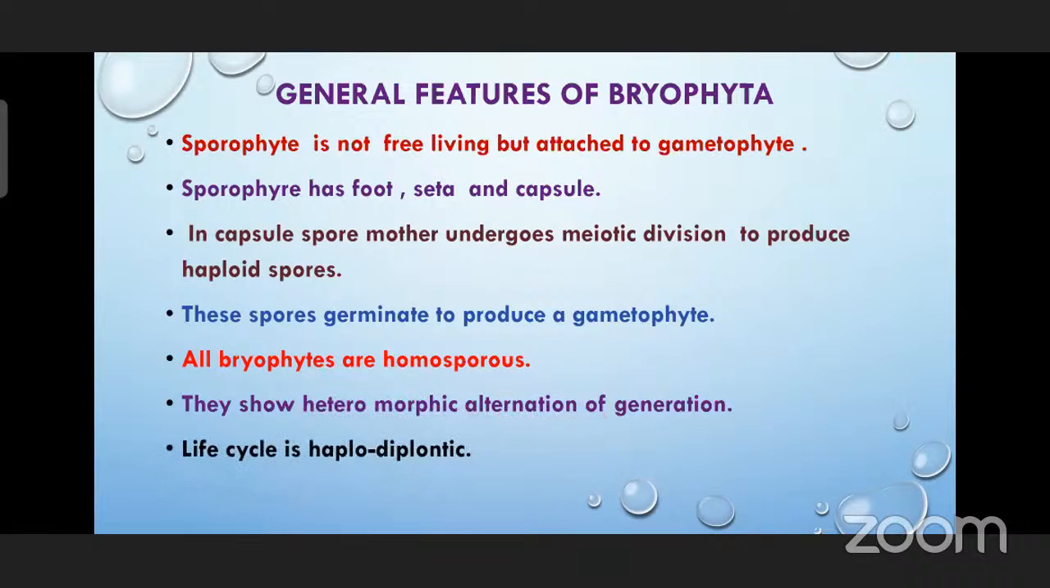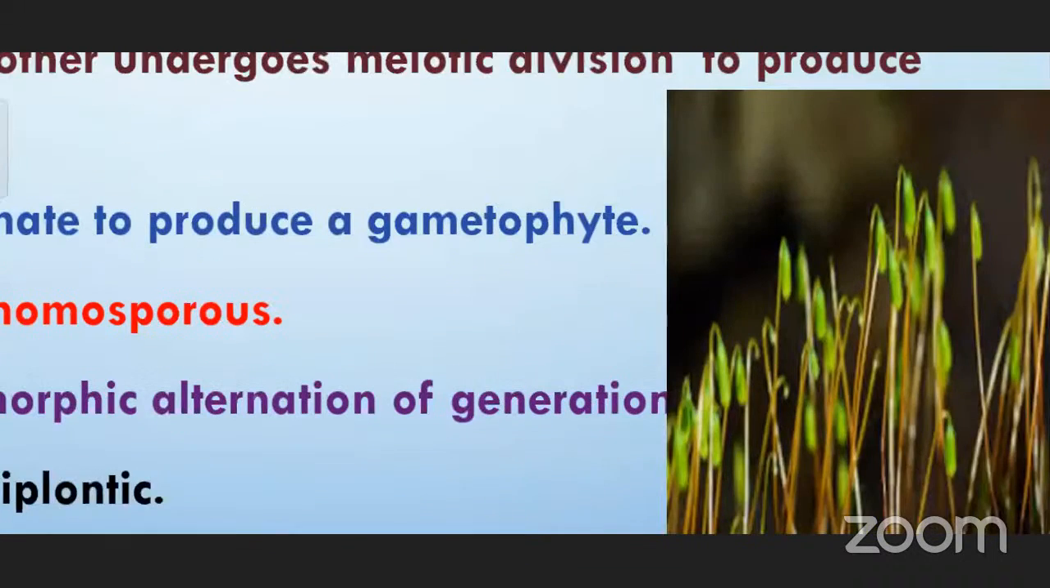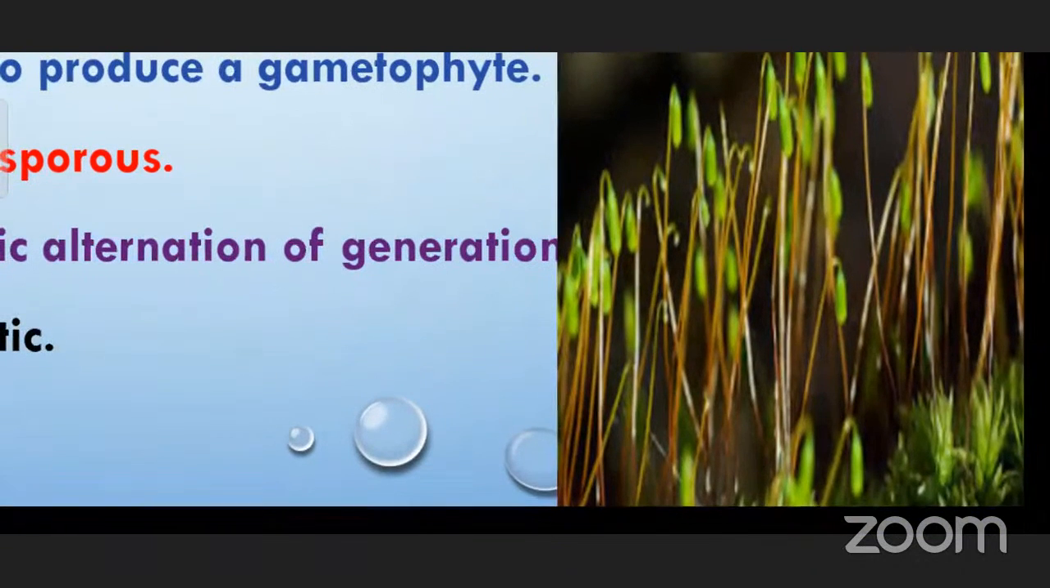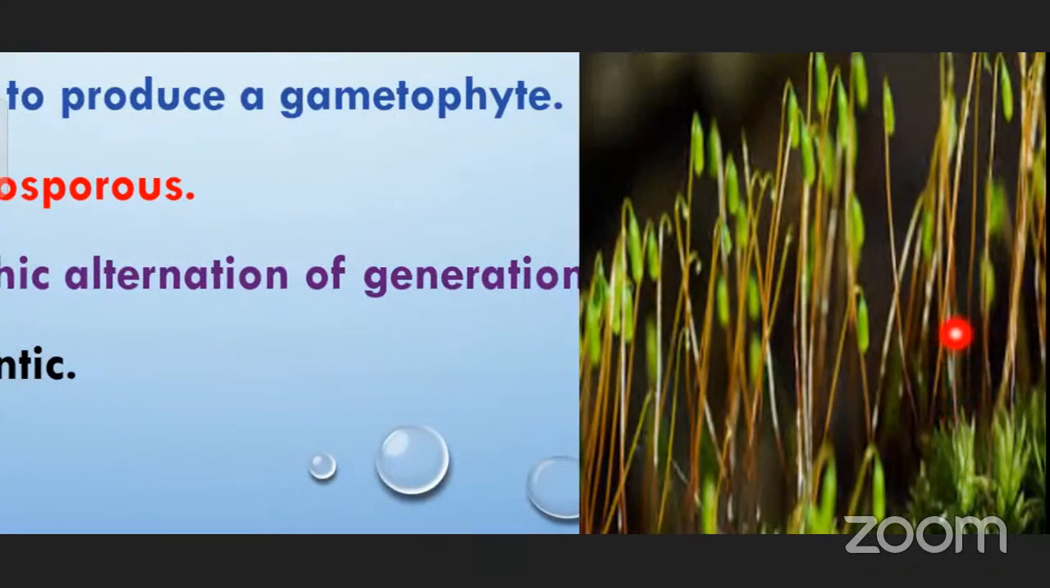The life cycle is haplodiploidic. Haplodiploidic means it is a haploid organism; we can see the diploid condition only when the antherozoid fuses with the egg. So, a beautiful structure. You can see here the foot, seta and capsule. This is the sporophyte. The base is called the foot, and the long slender filamentous body is called the seta. And you can see the green colored structure here. This is a capsule in which the spores are going to form by meiotic division.